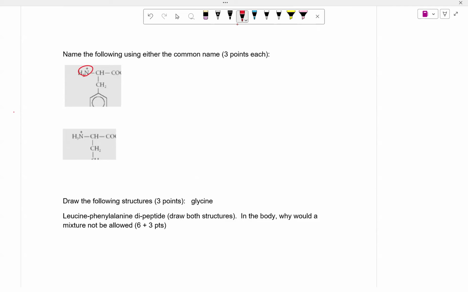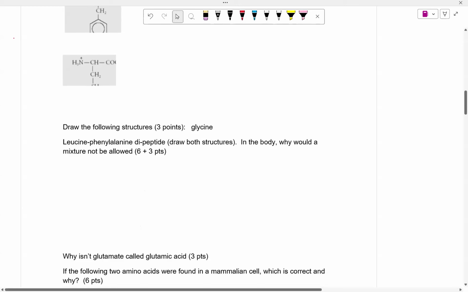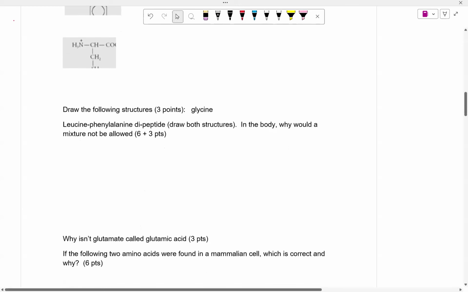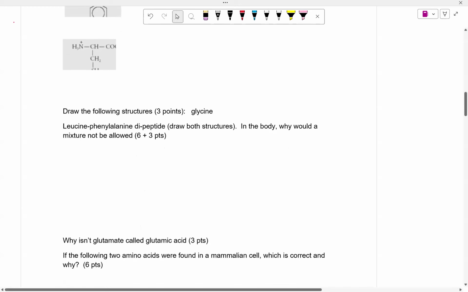You know, is there an H there? Is it a methyl group? Is it an acid? Is it a thiol group? Those are the ones that are, just flashcards. That's all it is. So, okay, so glycine.